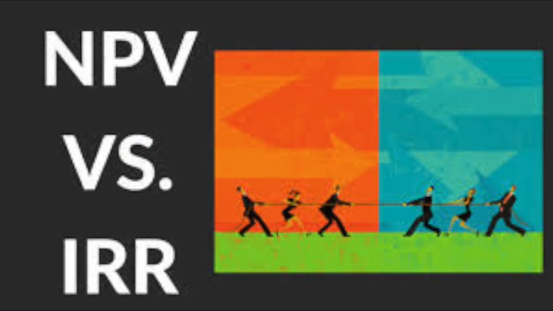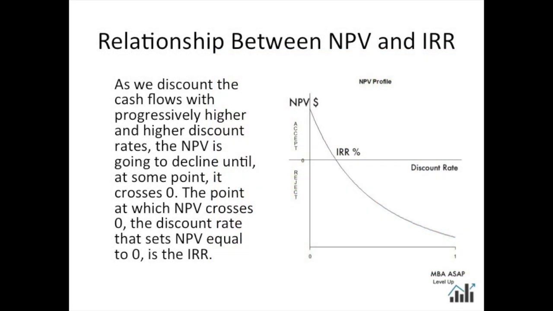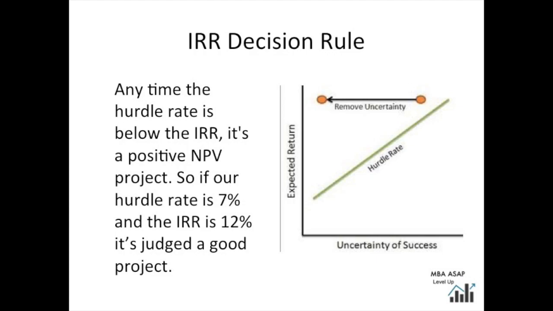Let's look at the relationship between NPV and IRR. When you have a project and it has a positive NPV, you can graph that value of the net present value in dollars. And then as you continue to discount the cash flows with progressively higher and higher discount rates, the NPV is going to decline until at some point it crosses over zero. And the point at which it crosses over zero, the discount rate that sets NPV equal to zero, that's the IRR. So anytime the discount rate is below the IRR, it's a positive NPV project, right? Every time the discount rate is below IRR.